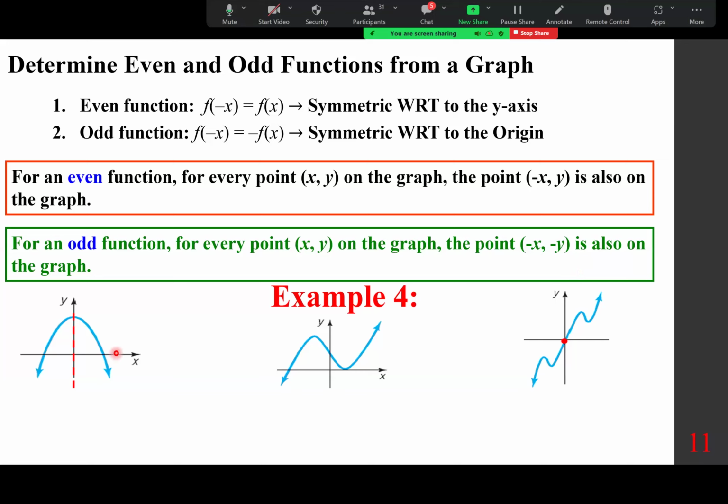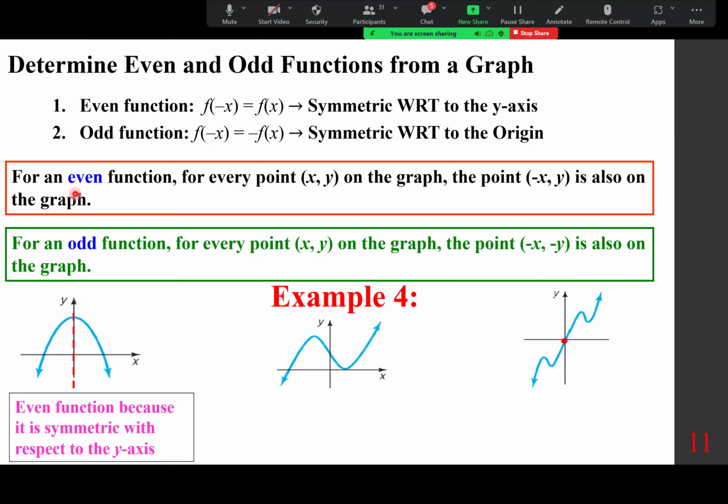As you can see, this is symmetric with respect to the y-axis. That's an even function. It's an even function because it is symmetric with respect to the y-axis.